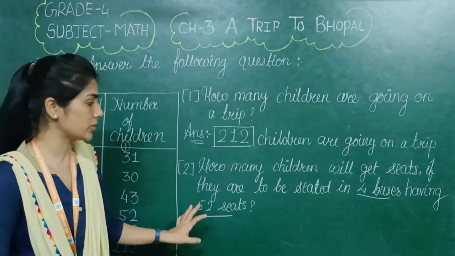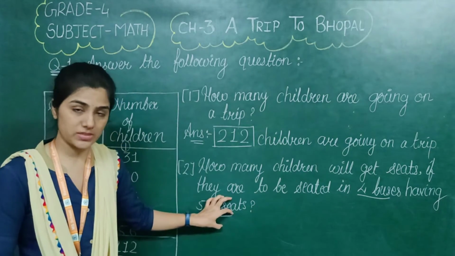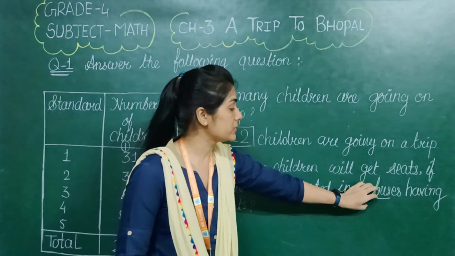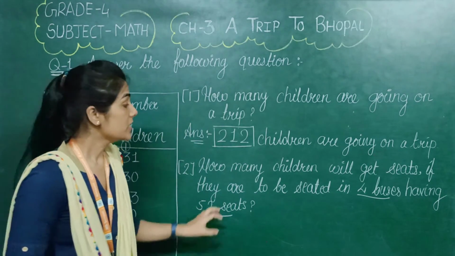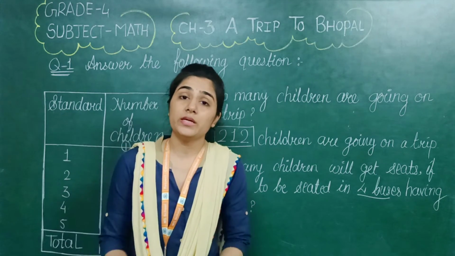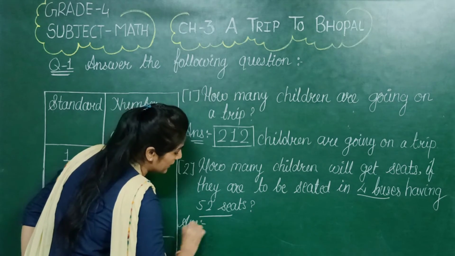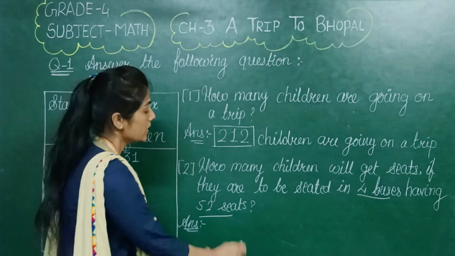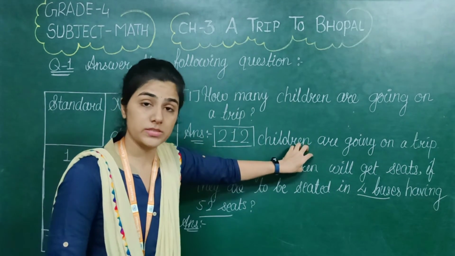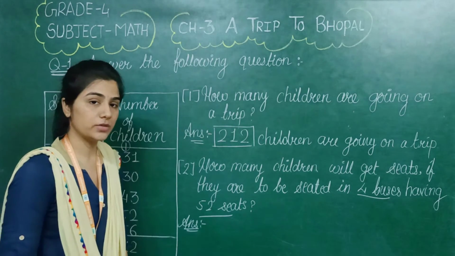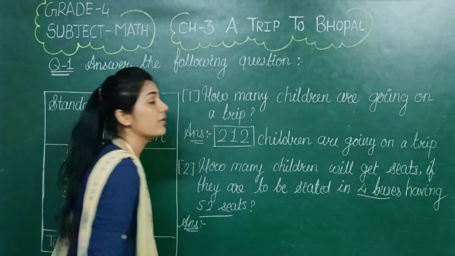In question number 2, we have information about the buses as well as the seats. In 4 buses, how many seats are there? 52 seats. So how many children can be arranged in these buses? For that, we need to do multiplication. We have to find the number of children, so how can we find this answer? We multiply the number of seats with the number of buses.